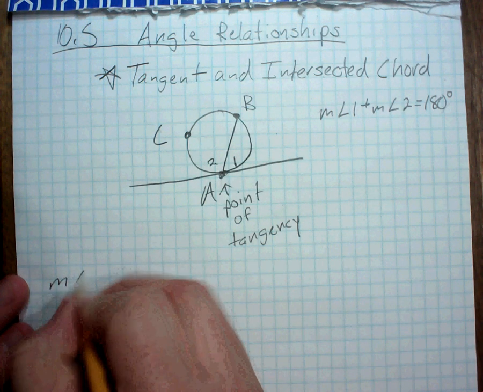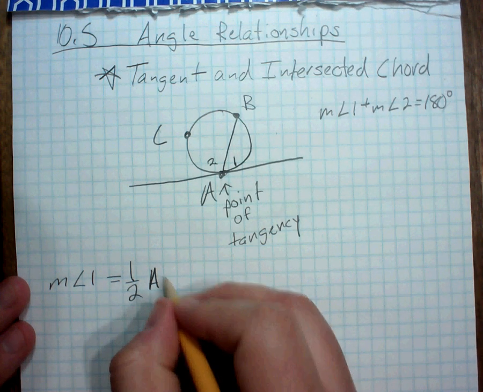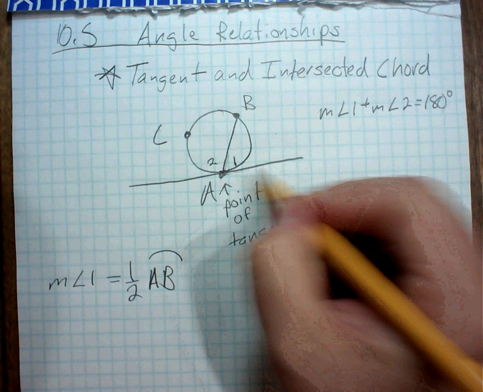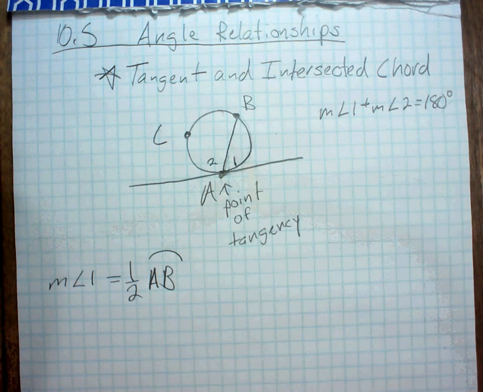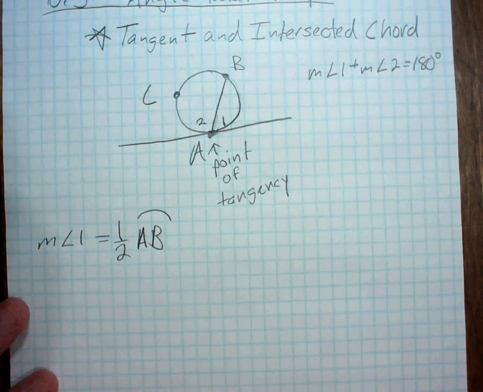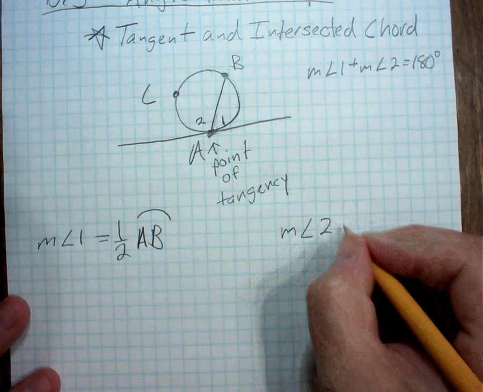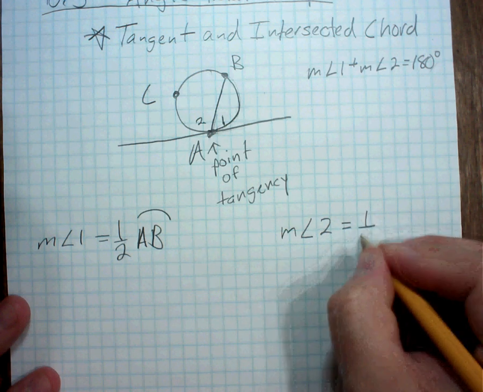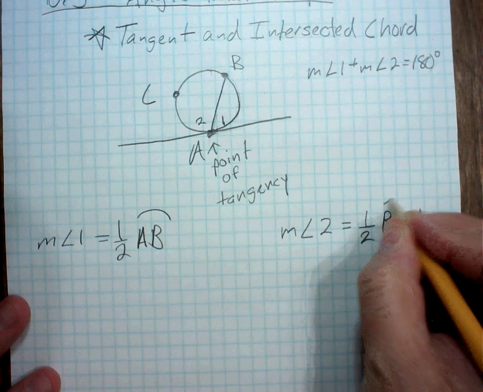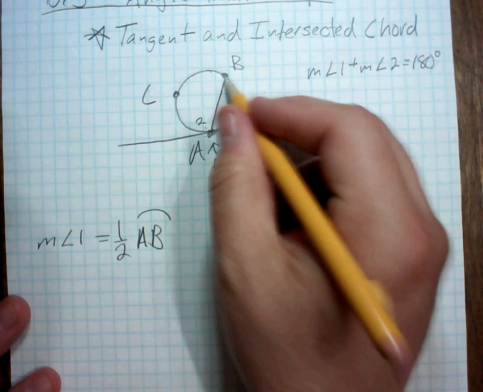In other words, the measure of angle 1 is equal to 1/2 the arc from A to B. So whatever this arc is, this angle is 1/2 that. Okay, and I could prove that, but we're going to focus on the theorem. Then that also means that the measure of angle 2 is equal to 1/2 the arc of BCA. So the same thing, whatever arc BCA is, angle 2 is 1/2 of that.